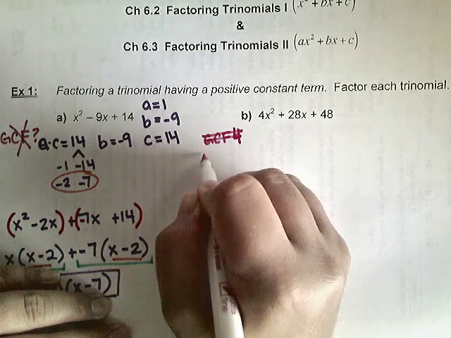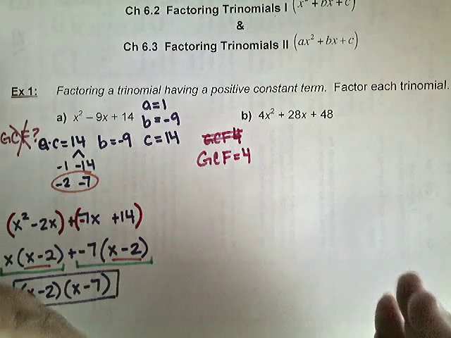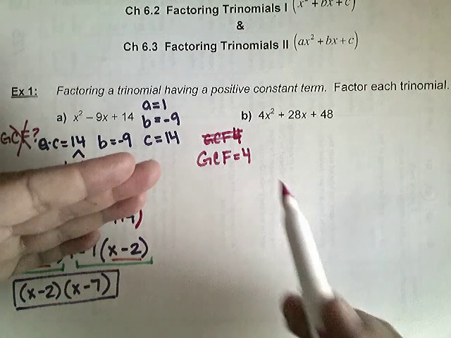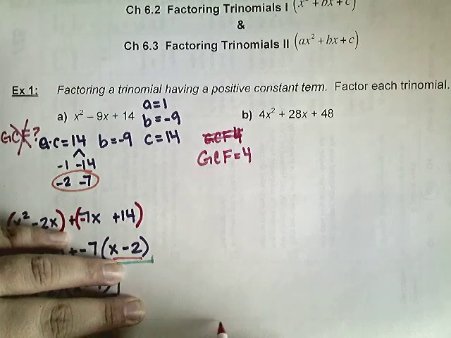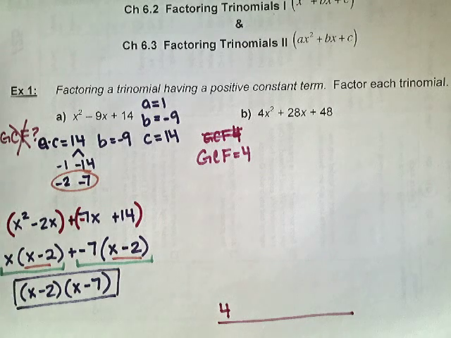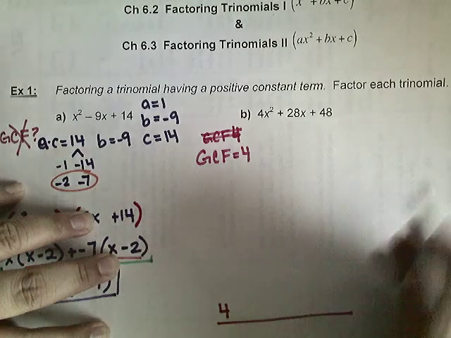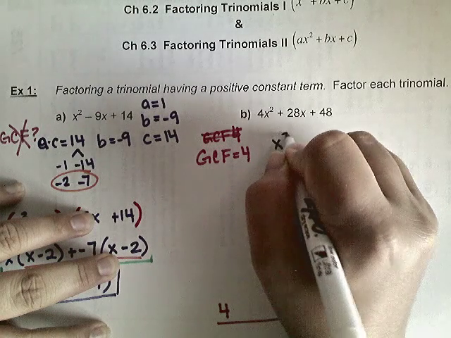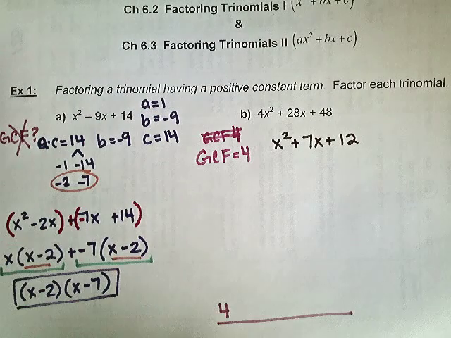Let's do that again. GCF equals 4. There we go. Now, remember, just like in the last section, if we constantly keep the 4 with us in every single step, it's going to be very cumbersome. So we're going to have a factor line down here, and I'm just going to drop my 4 right in there. And that way, we can just figure out what we have left over after factoring out our GCF of 4. That would be x squared plus 7x plus 12.